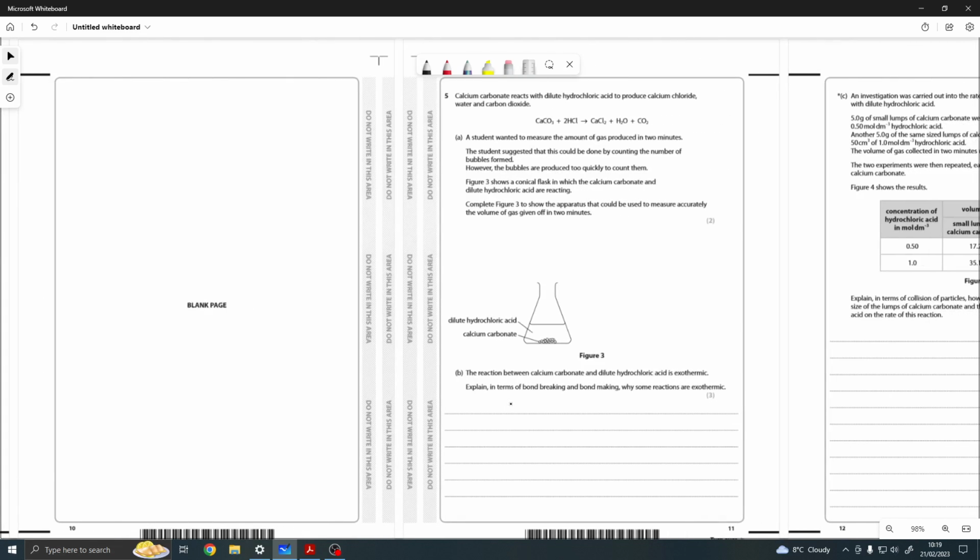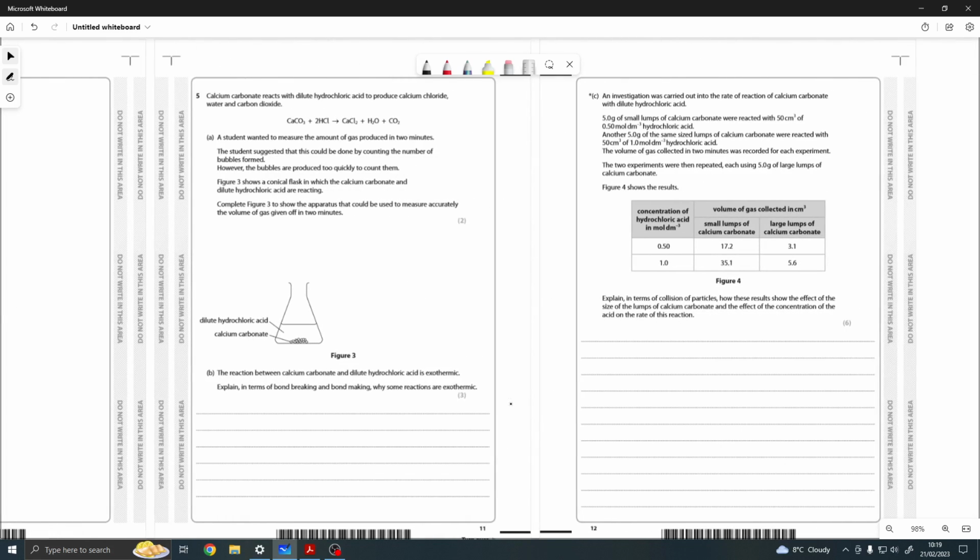Right, ooh, a blank page. Next, it says calcium carbonate reacts with dilute hydrochloric acid to produce calcium chloride. A student wanted to measure the amount of gas produced in 2 minutes. The student suggested this could be done by counting the number of bubbles formed. However, the bubbles are produced too quickly to count them.